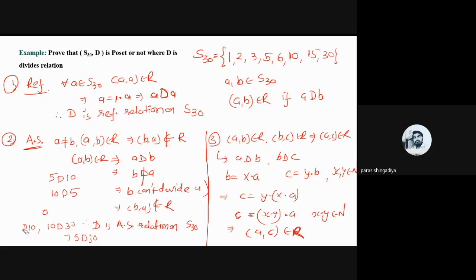You just take a screenshot for your reference. How you can prove it? Just take the screenshot.